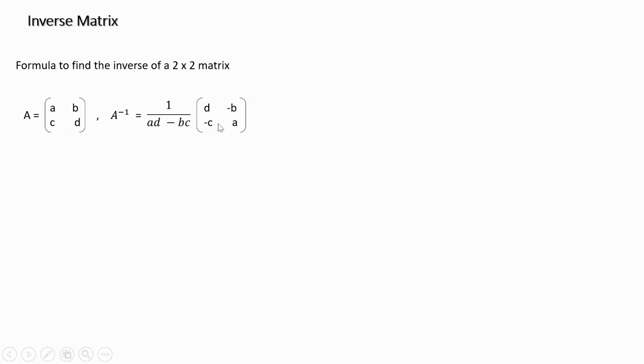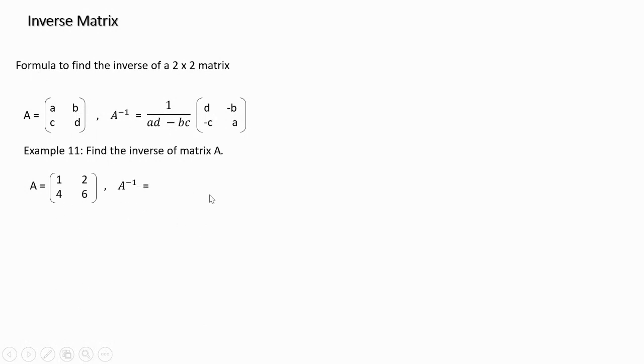And the B and the C, all you do is switch the signs. That's what it means. So again, you switch the A and the D, and you switch the signs on B and C. So for example, find the inverse of matrix A. Matrix A is 1, 2, 4, 6.